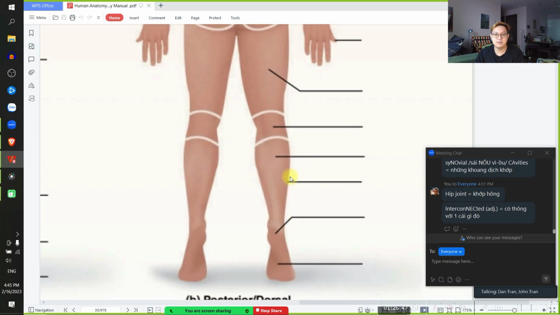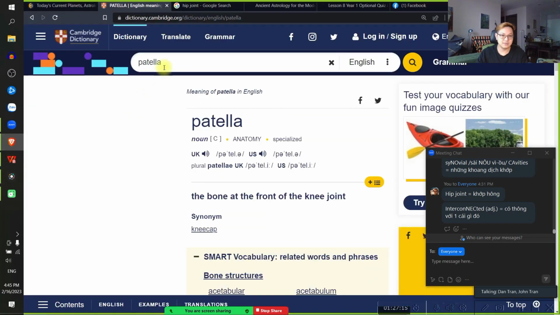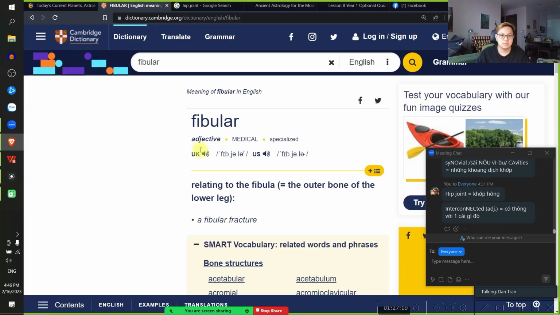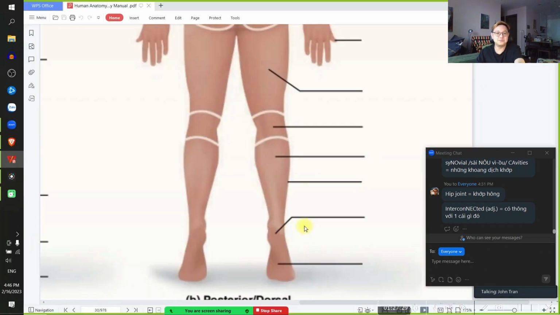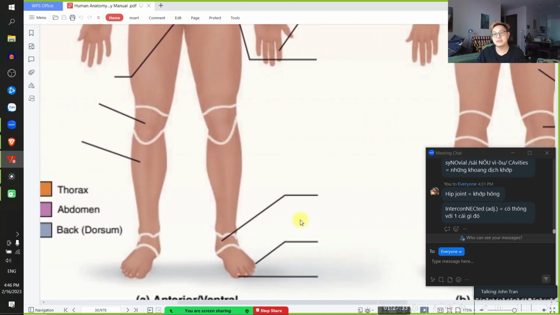How about this one, the side of the lower leg? Fibular. Say again. Fibular, F-I-B-U. The outer bone of the lower leg is called the fibula. Okay, fibula.